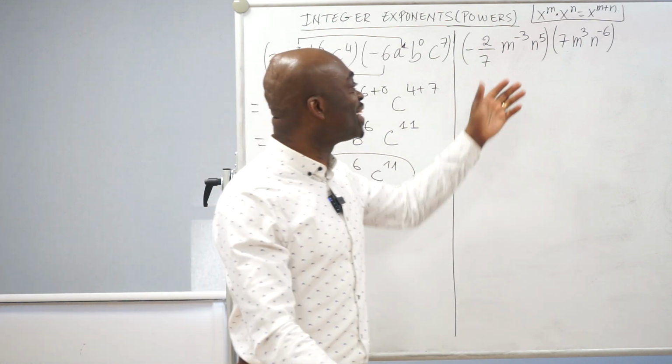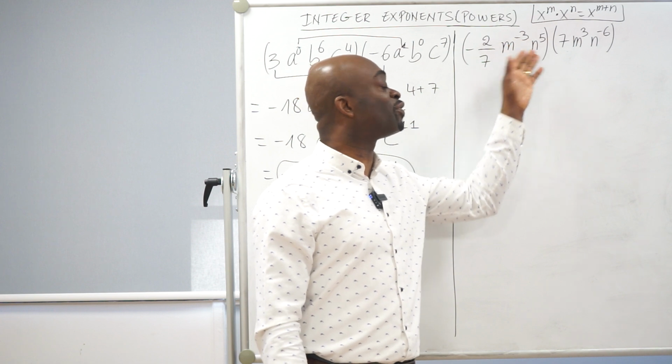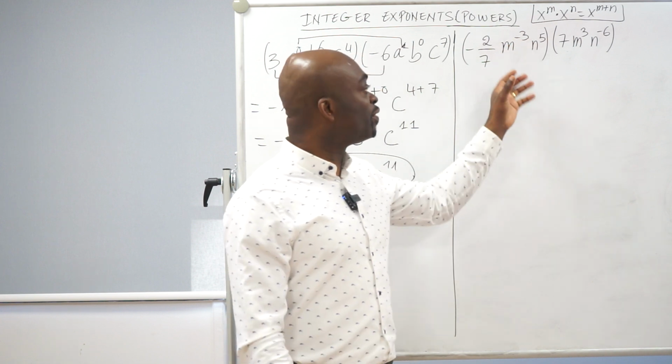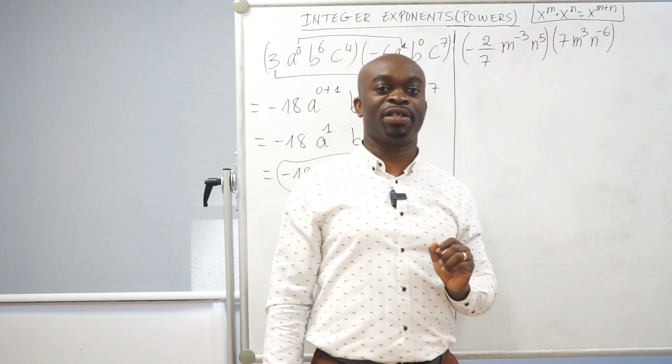All right, so let's take the second problem here. So we have negative 2 over 7 times n power negative 3 times n power 5, parentheses, times 7 times n power 3 times n power negative 6.